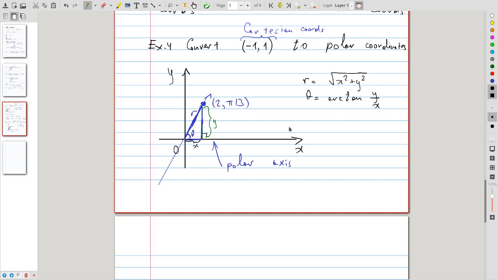Now, there's a little detail here, so we have to be a bit careful because tangent takes the same values in the first and third quadrant, so it is positive in the first and third quadrant. So we must have a way to distinguish between points that live in these two quadrants, and similarly for the second and fourth quadrants. And so we may have to add pi depending on the quadrant.